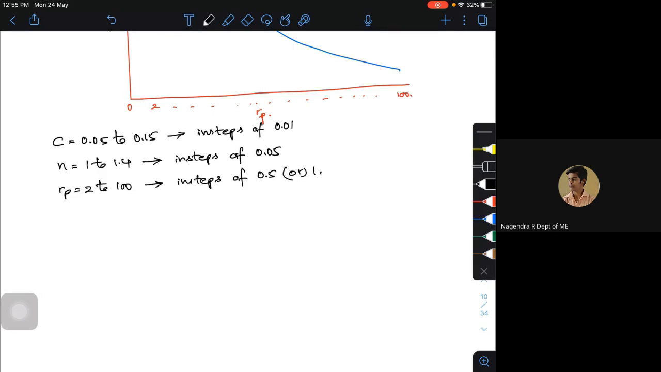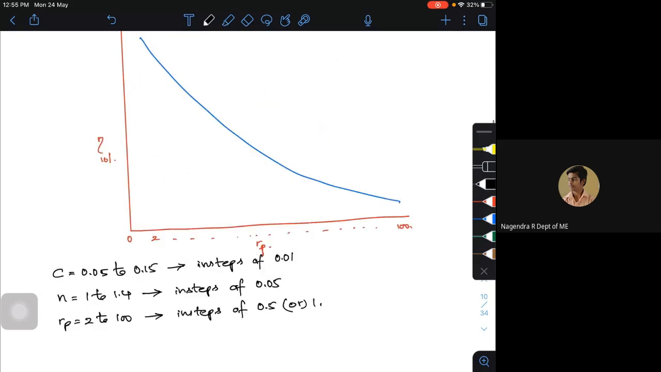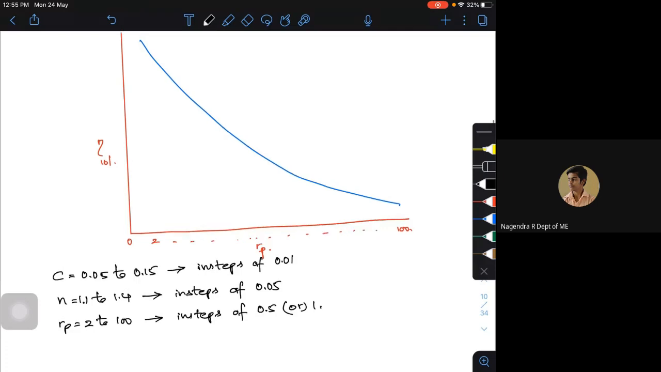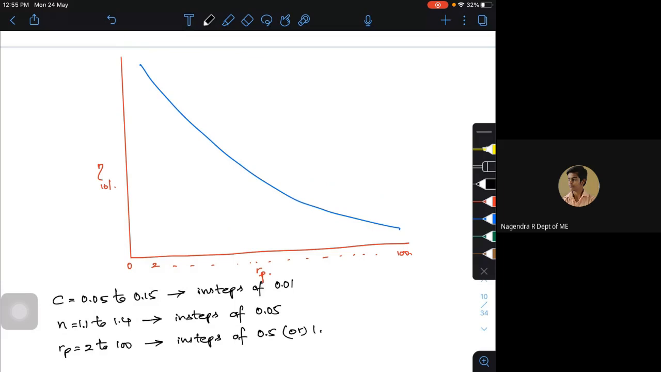And try to plot. Don't try all the things. Take C equal to 0.05, n equal to 1.1, then pressure ratio equal to 2. One student can try, then another student can try C equal to 0.06, n equal to 1.15, and pressure ratio equal to 2.5 or 3. I'm giving different options, and you can try these conditions in Excel and get this plot.